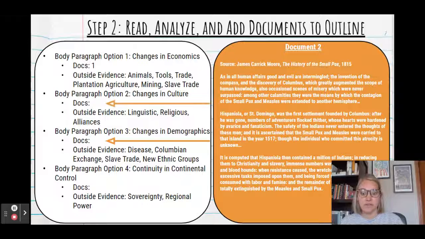And I also think it would fit in changes in culture. However, with the fact that it is primarily based on disease, I'm going to put it here in changes in demographics. Now, I had disease listed as outside evidence, but that clearly is here in the document. So what that means is that disease can no longer be an option for me in my outside evidence.